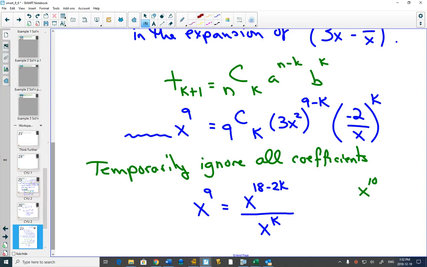18 minus 8, you'd have 10. How many x's would you have on the bottom if k is 4? You'd have 4. What does that simplify to? X to the 6. Oops, it's not quite right. I need k to be something a little bit smaller, because I want less of them to cancel out.